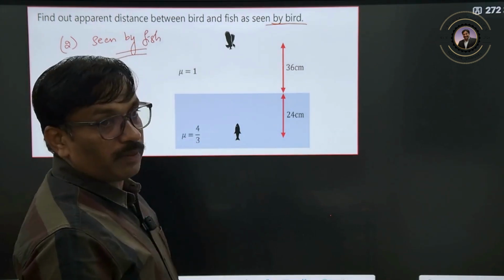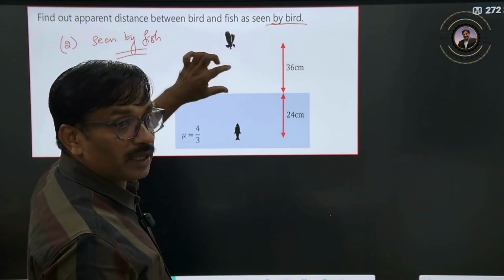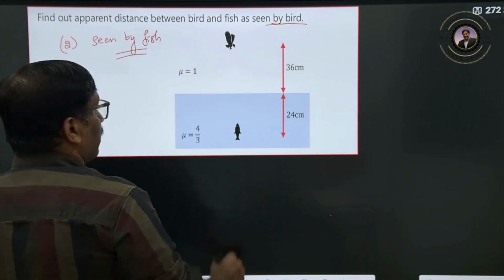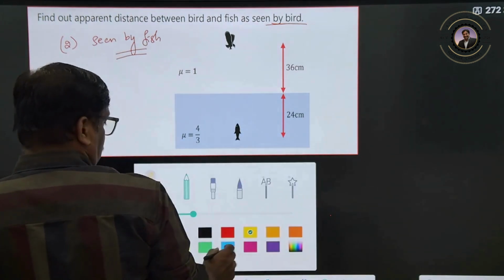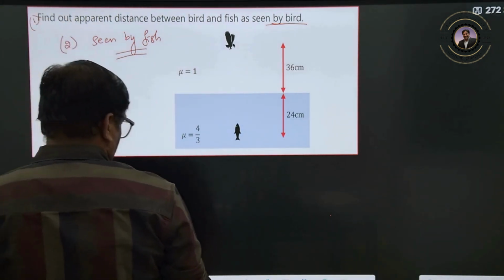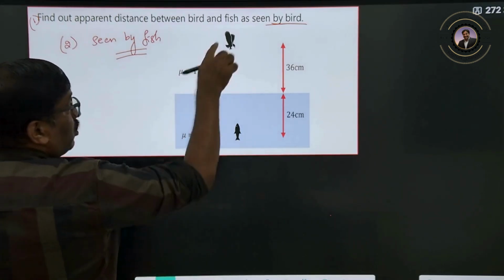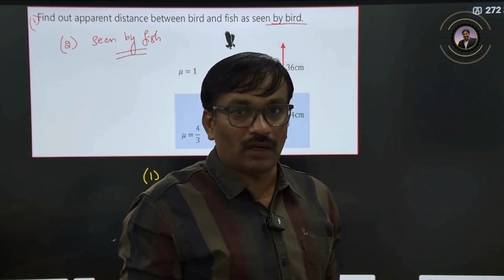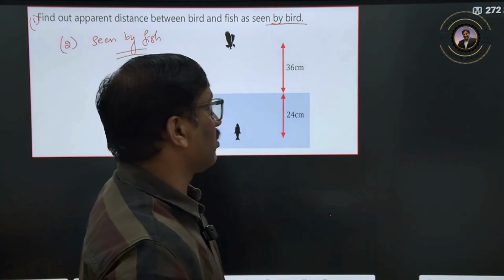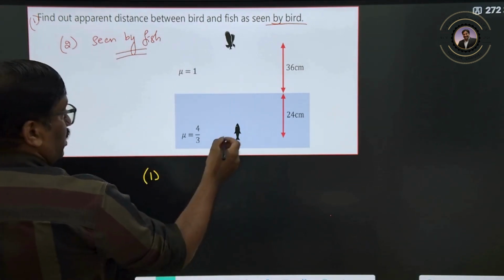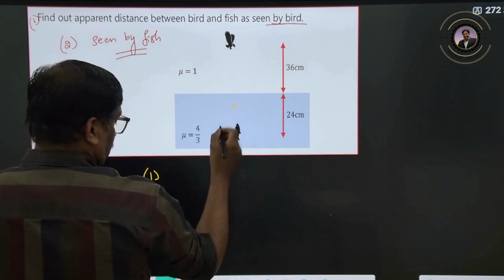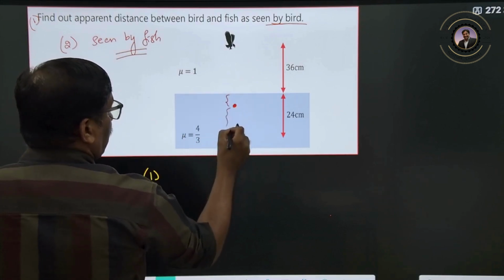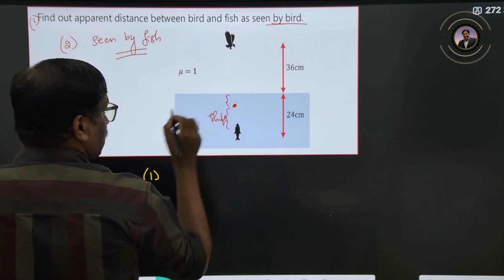First, seen by the bird. The bird is seeing. Seeing is from which medium? The rarer medium. That means we are standing outside and we are seeing the object inside. So what will be the shift here? This is your first question, and this is your second question. For the first question, what can you write? This object is inside the denser medium, but we are standing outside the water and seeing the fish inside. Therefore this fish looks like it is somewhere here. We can call this the apparent depth, this is the shift. Clear? Apparent depth.